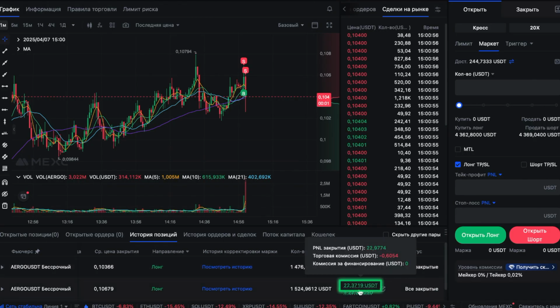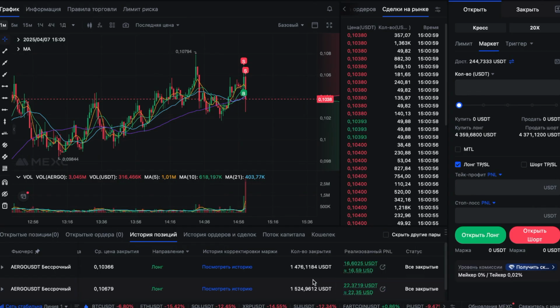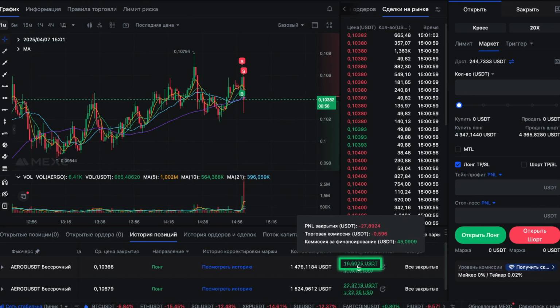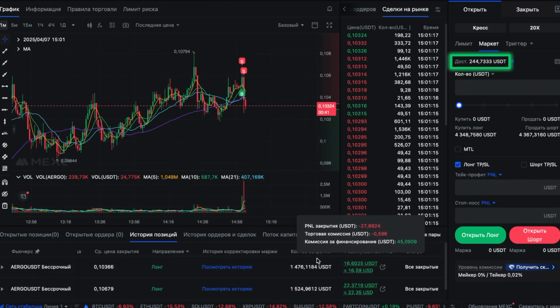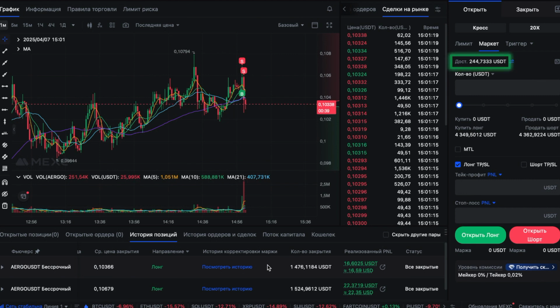Here's the first trade, where the position was closed by the take profit before the funding calculation. We earned $22 from it. The next trade was the funding strategy. The funding payout was $45, but due to high volatility, the stop loss was $27, so we earned another $16. From this entire situation, we managed to earn nearly $40. That's another 26% increase to our initial deposit in just 1 minute.